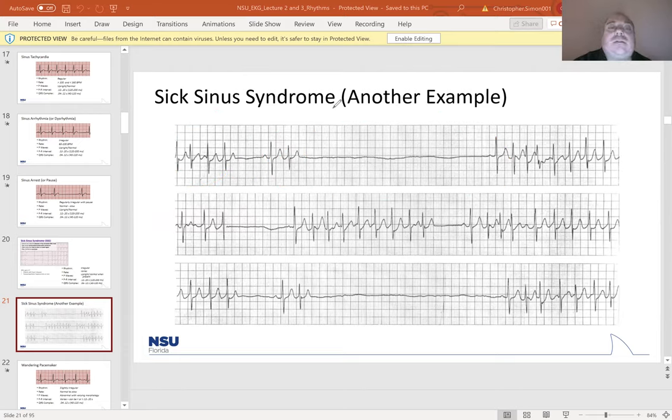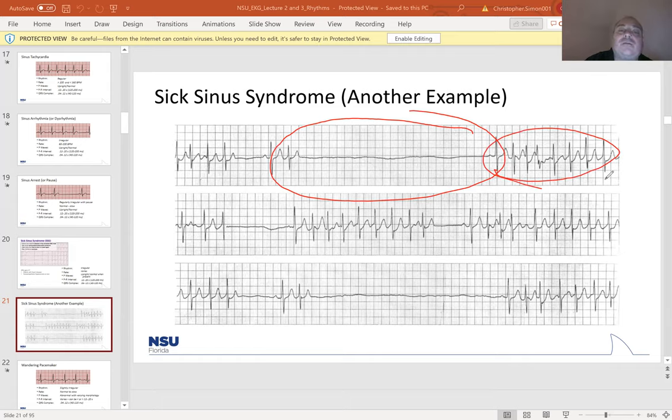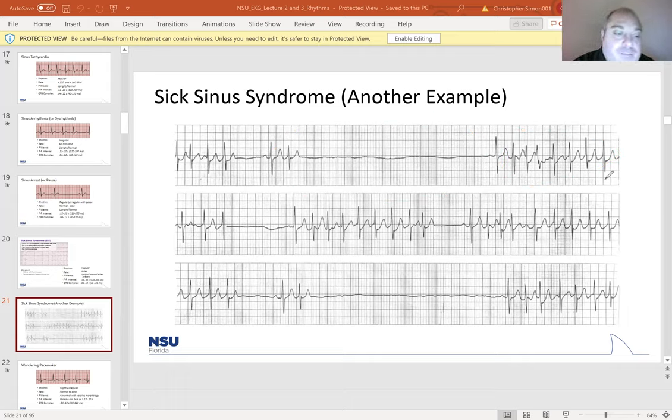So sometimes your sick sinus syndromes include sinus block, sinus arrests, things like that, okay? But as you can see, we're just basically going from fast to slow. Well, it's not really slow, but faster, slower, slow as in nothing at all, right? And then fast again, just back and forth. That's really what we're looking at here. So that would be sick sinus syndrome, okay?